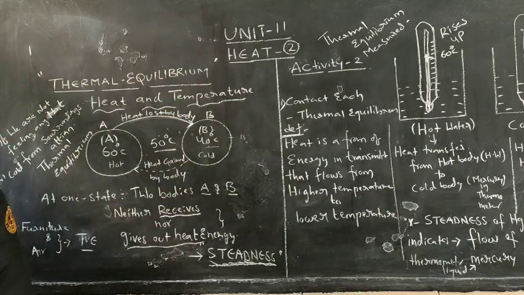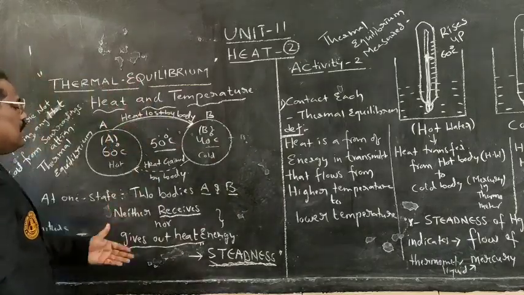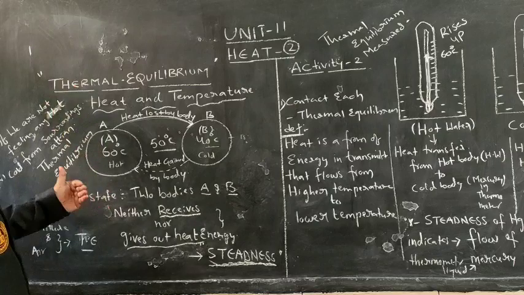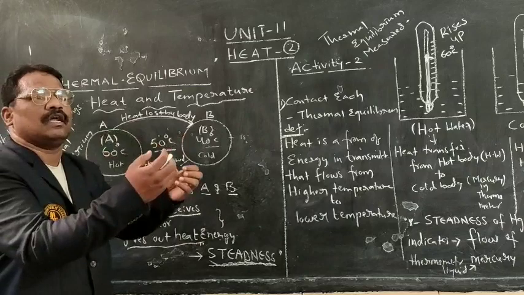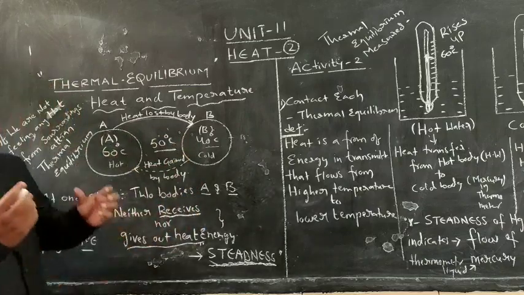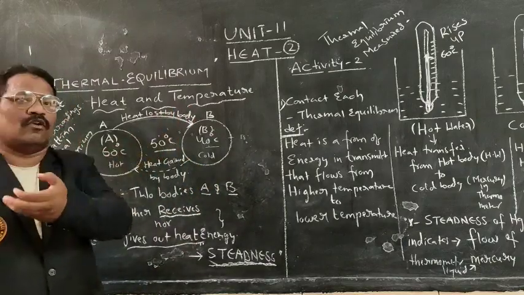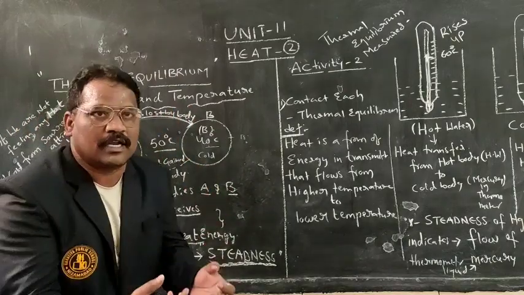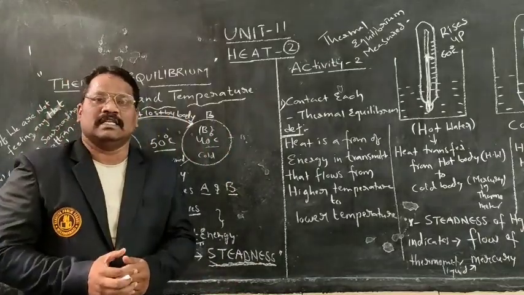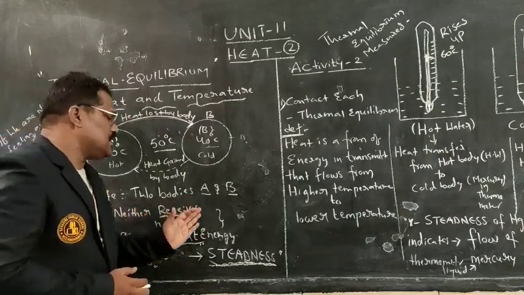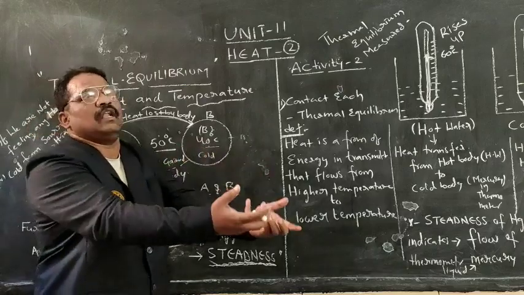Thermal equilibrium. Thermal equilibrium. This is the definition, this is the concept. What is called thermal equilibrium? When two bodies of different temperatures are in contact, heat is transferred from the hot body to the cold body, and heat is gained by the cold body, so that the two bodies attain one nature. That nature is nothing but that a body cannot receive heat, and it won't give out energy either.